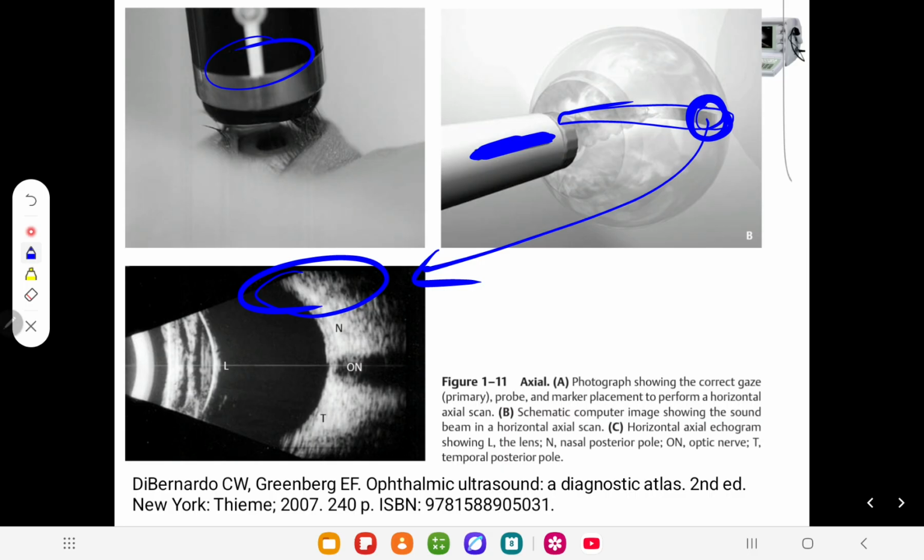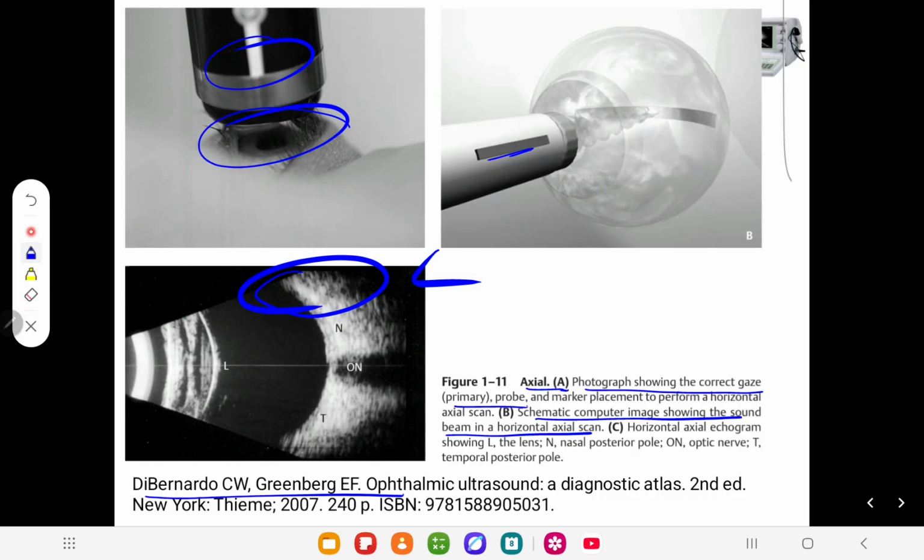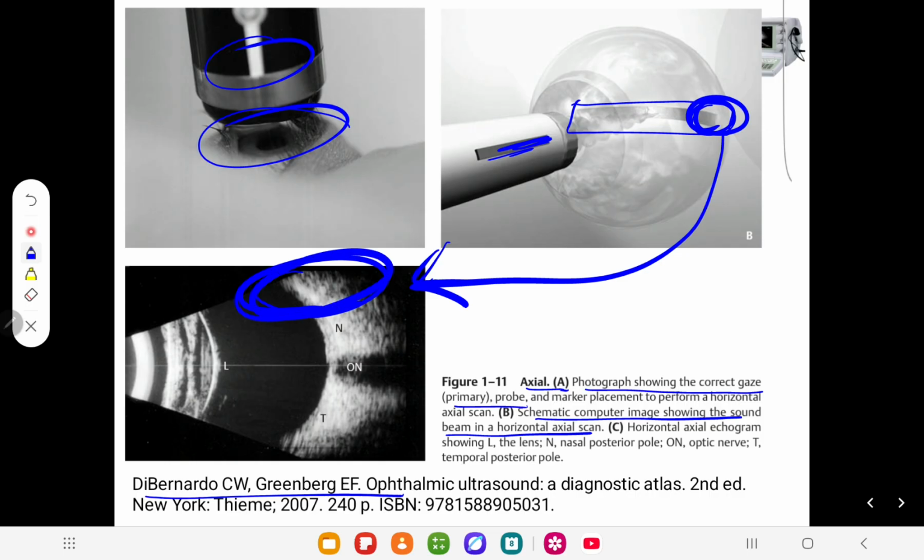This is the picture that I have taken from this book. This is a great book. Axial photograph A shows the correct gaze, the primary gaze; the eye should be in the primary gaze. Second, the schematic computer image of the sound wave in the horizontal scan. This is the marker, and along the marker, this line is shown in the posterior portion of the globe. That's how important it is. If the marker is in this position, remember this portion is displayed in the upper portion of your screen.